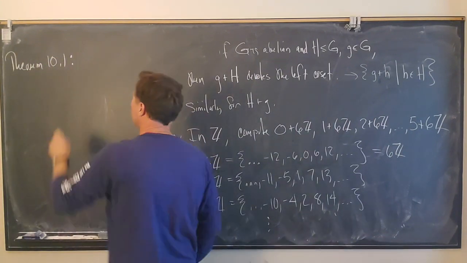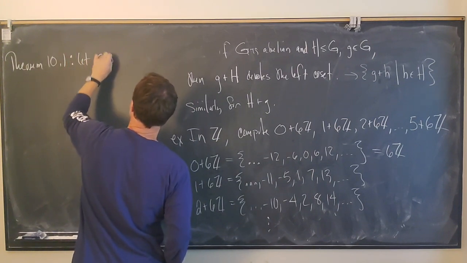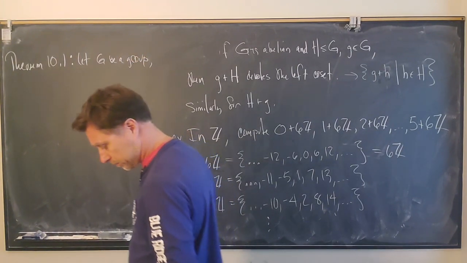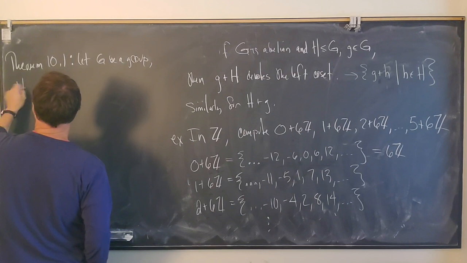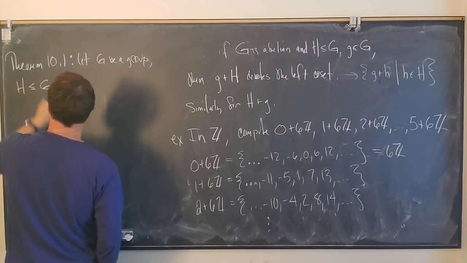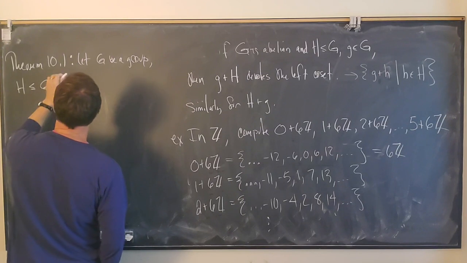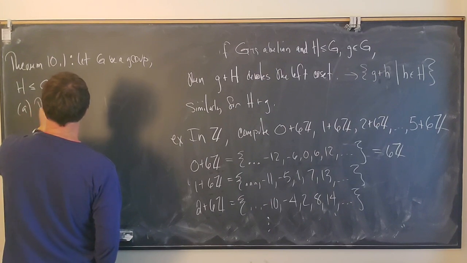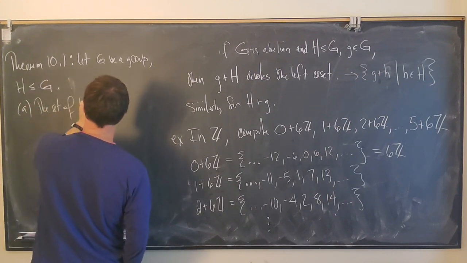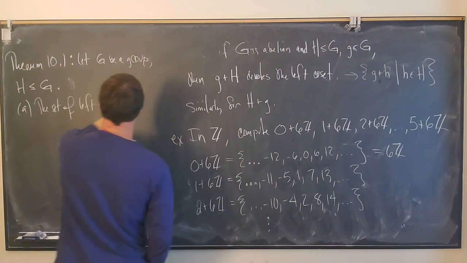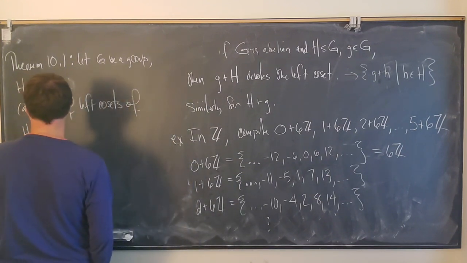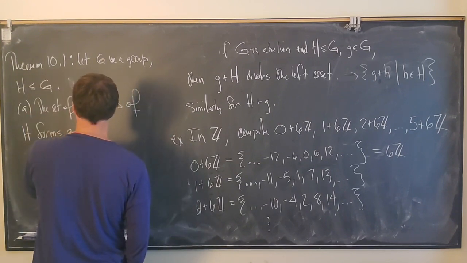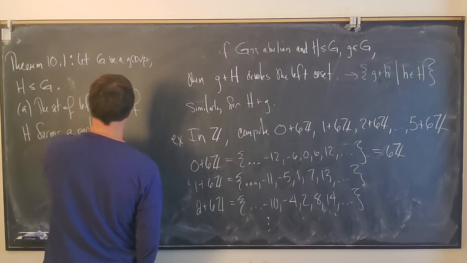So let's take a group. So let's let G be a group. And we need a subgroup H of G. And then 2 parts to this theorem. So the first one, the set of left cosets of H forms a partition of G.